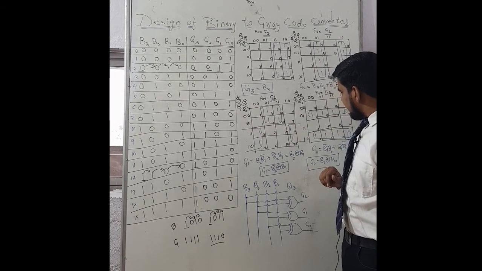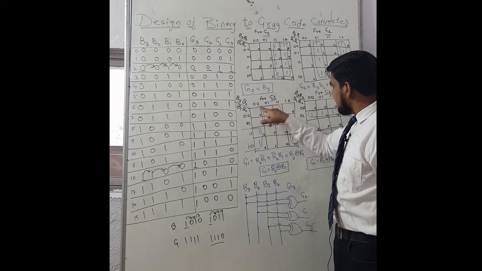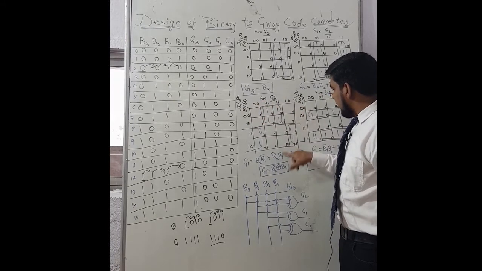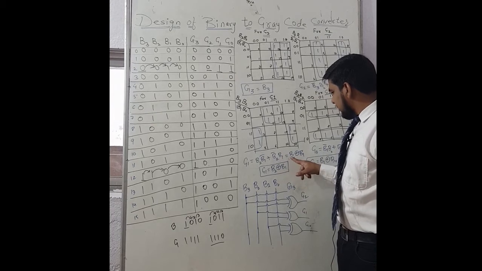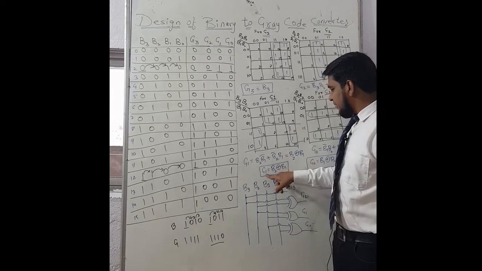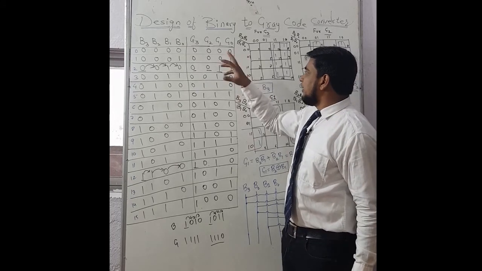Is it right? No. From the upper side we are getting this B3 bar. These two will appear on these two, so this is B2 bar and B1. So B2 bar B1 and B2 B1 bar, this is nothing but an XOR operation. So G1 is equal to B2 XOR B1.